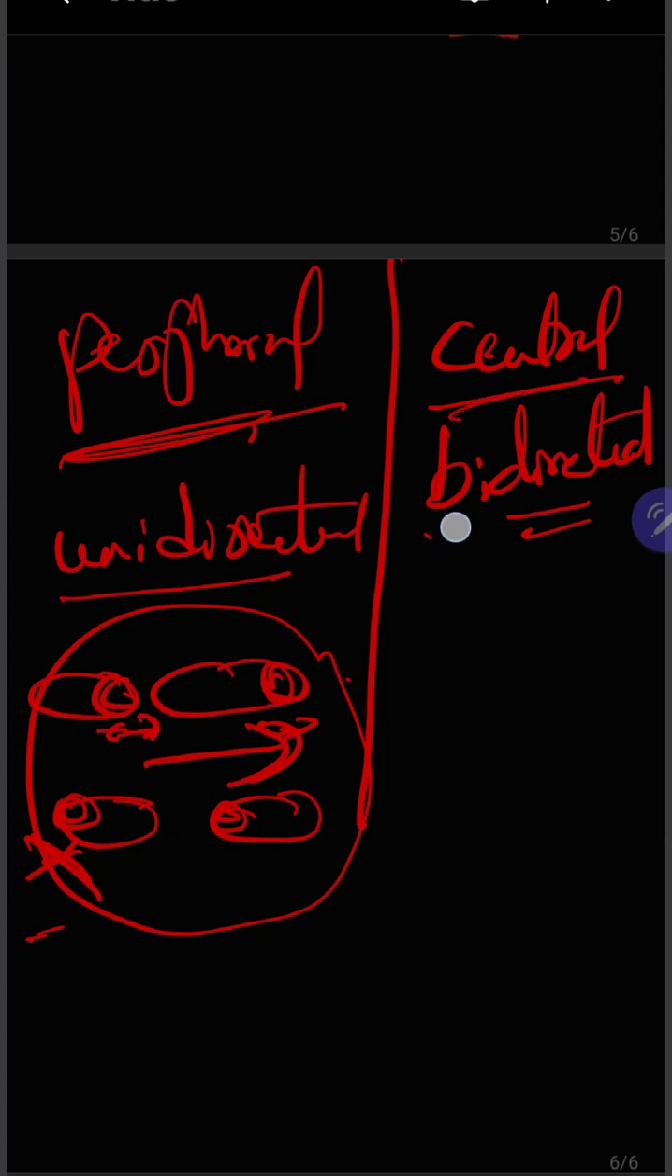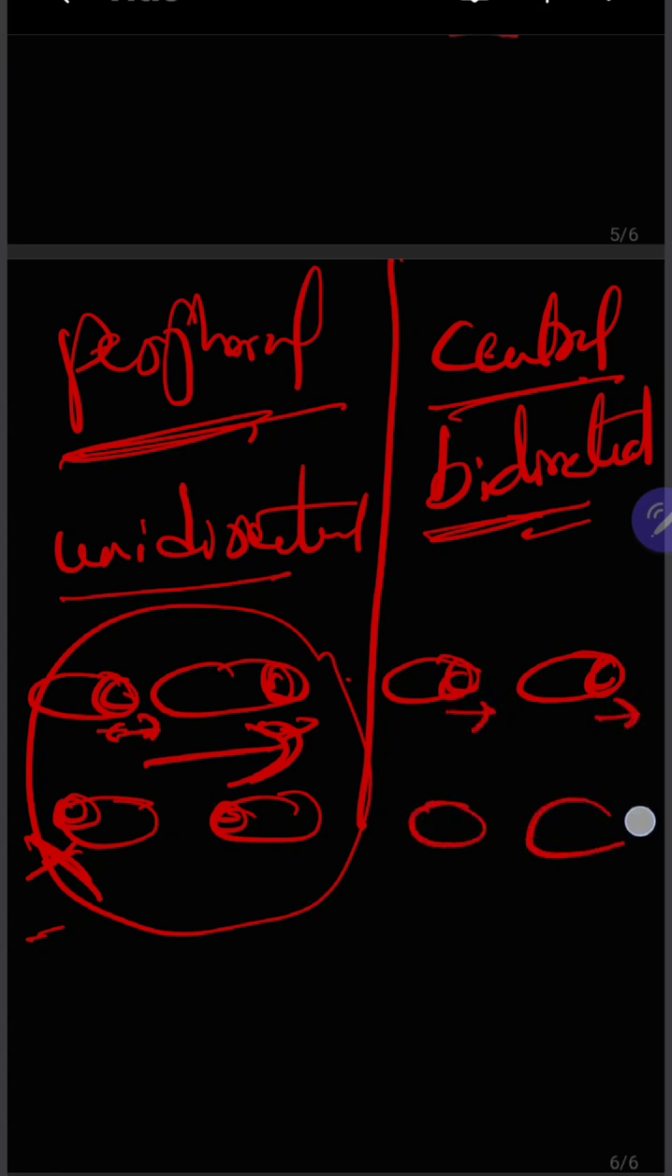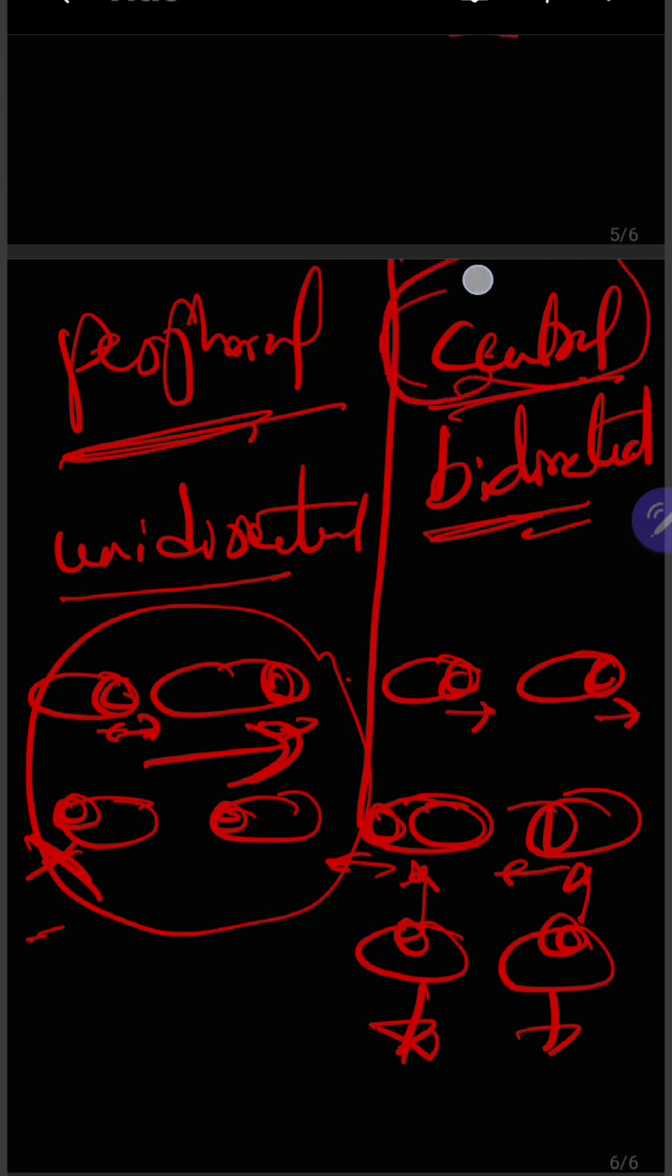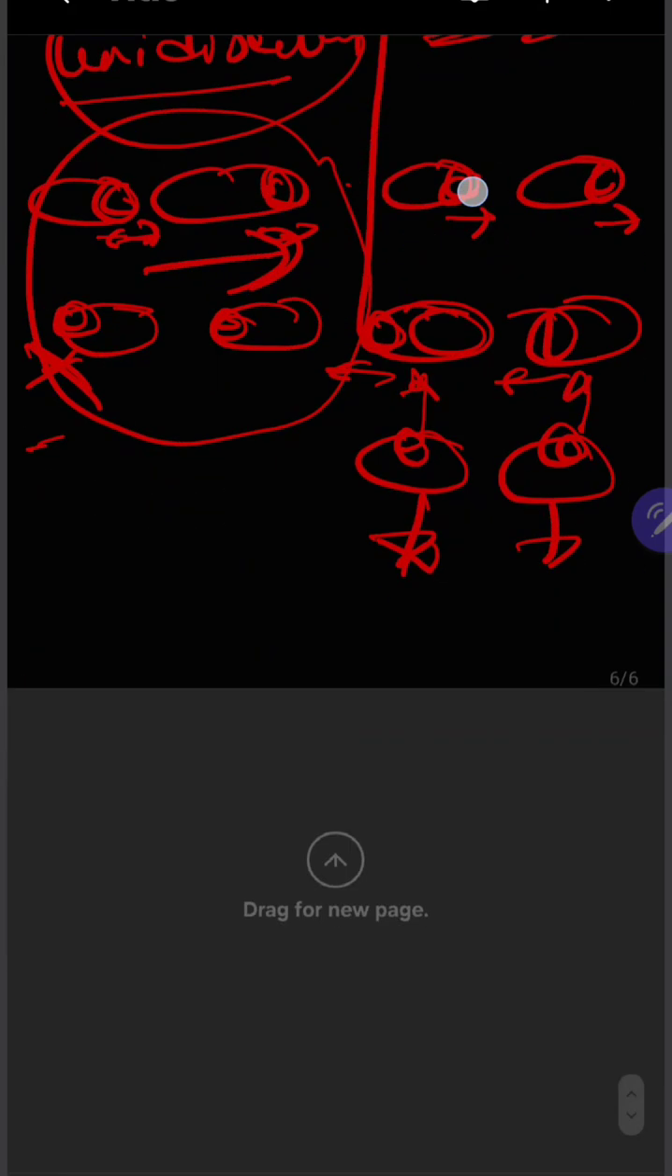And in central, bidirectional means the patient will be having nystagmus in this direction as well as in this direction, and also horizontal, and also vertical. If he looks downwards in this direction also, the patient will be having nystagmus. So in central vertigo, the patient will be having bidirectional nystagmus. In peripheral, there will be unidirectional.